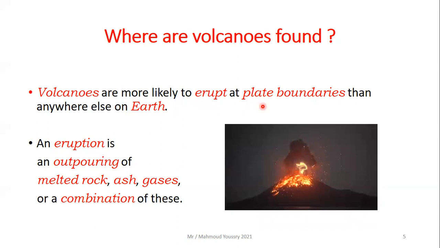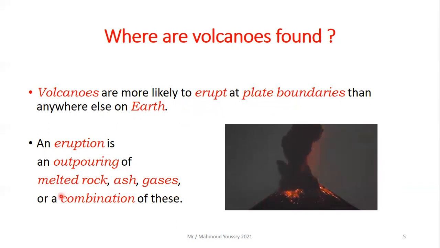Volcanoes are more likely to erupt at plate boundaries than anywhere else on Earth. An eruption is an outpouring of melted rock, ash, and gases, or a combination of these, as you can see. An eruption of the volcano is an outpouring of melted rocks, ash, gases, or a combination of all of them.